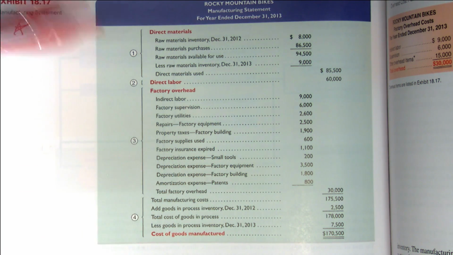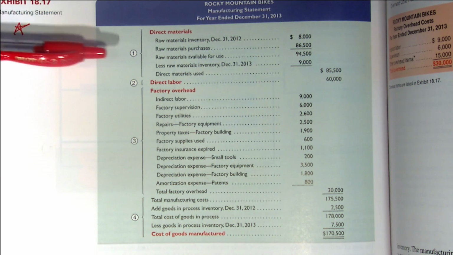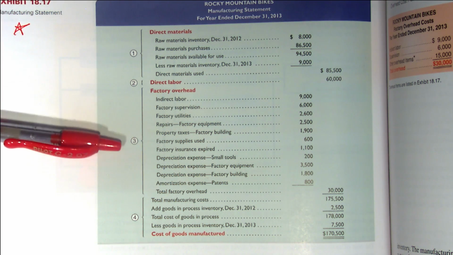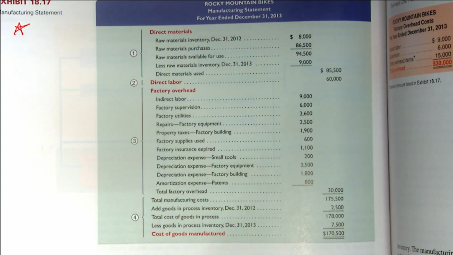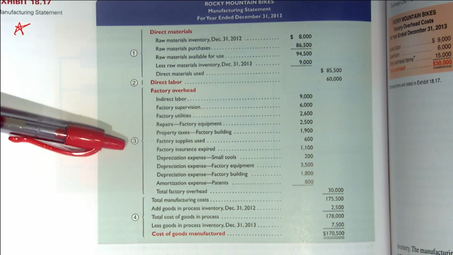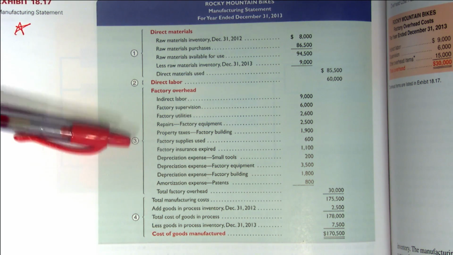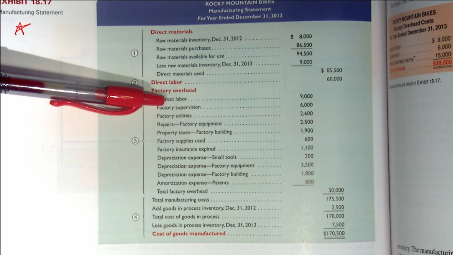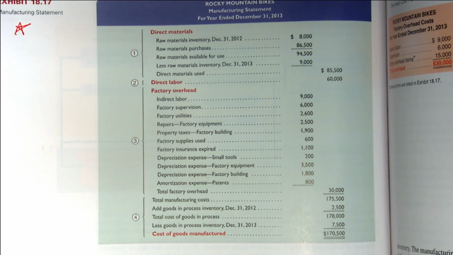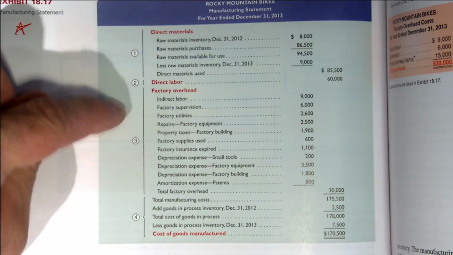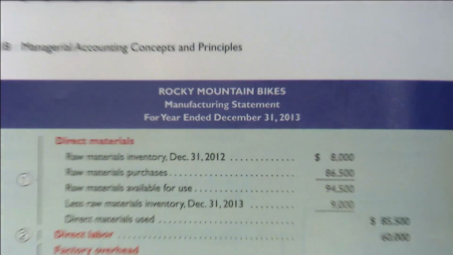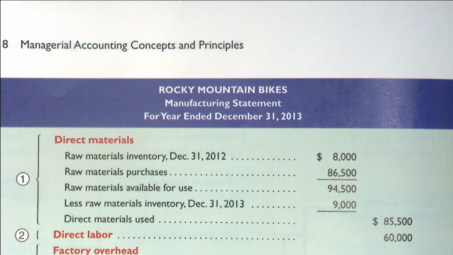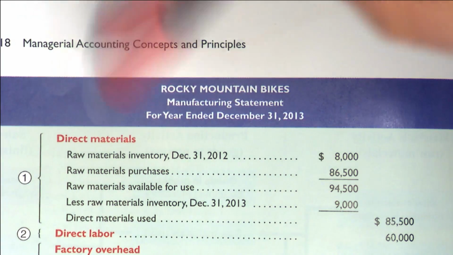But I like this exhibit because it highlights that there are 4 steps to doing a cost of goods manufactured statement, okay? And the first 3 steps have to do with the first 3 product costs: direct material, direct labor, and overhead, okay? Let's concentrate on those 4 steps. Let's see if we can zoom in a little bit on each step. Okay, the first step, direct materials.